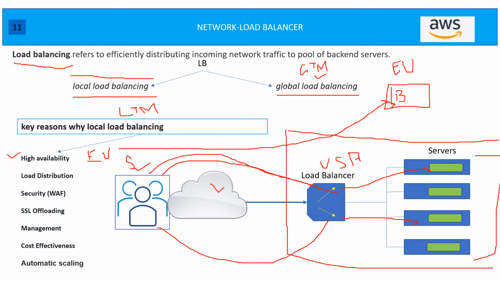First reason is high availability. No matter what the load is or which region users are located in, my application should always be available. Load distribution is key. Whatever the number of requests I'm getting from the users, I need to do some sort of load balancing. Then for security, for the application I need a web application firewall, which I can integrate with the load balancer. And SSL offloading is also a very common use case for a load balancer.